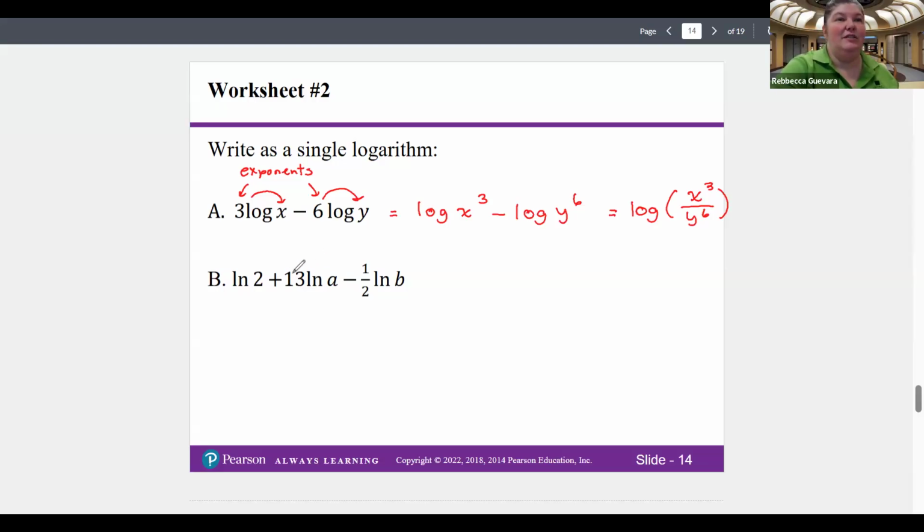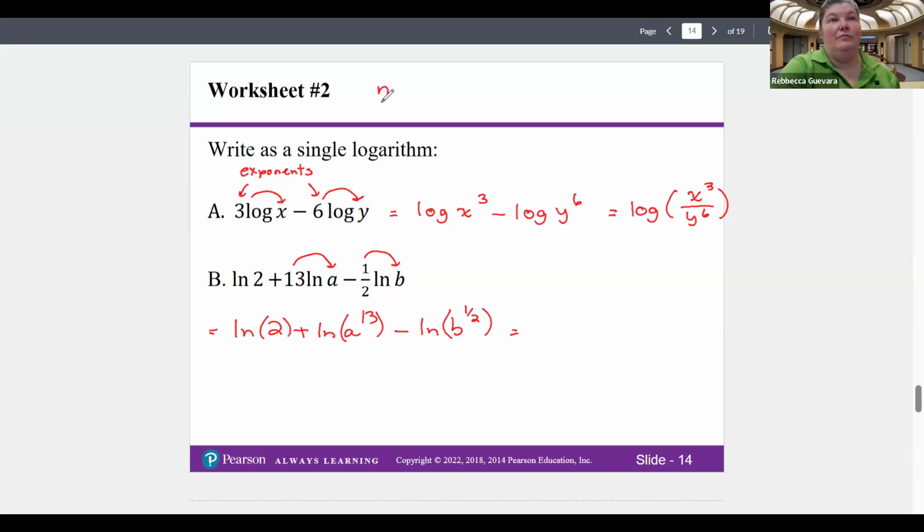Here we got natural log, so we know this is an exponent and this is an exponent, but everything still works the same even if it's natural logs. So we have natural log of 2 plus, so 13 goes back inside, and that becomes natural log of a to the 13. And then this 1/2 goes back into a natural log of b to the 1/2.